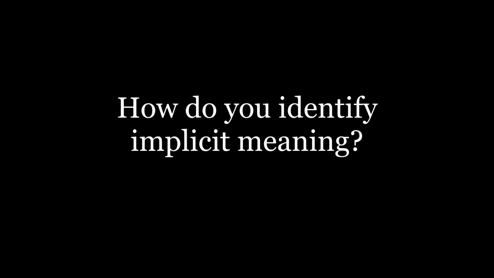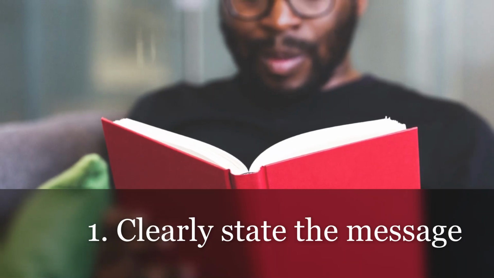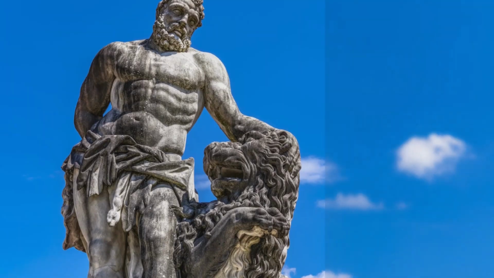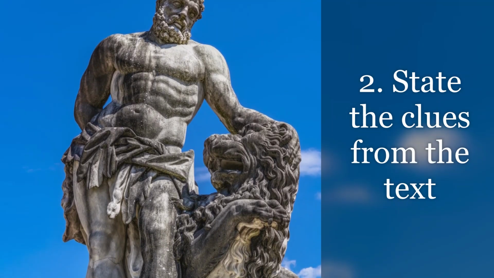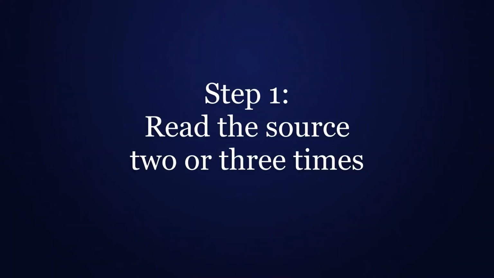So how do you identify implicit meaning? In order to find the implicit meaning of the source, you need to demonstrate two things. Firstly, you need to clearly state what point the author is making without ever using the exact words in the source. Secondly, you need to state the clues within the text that led you to the conclusion about the overall message of the source. In order to achieve these two things, follow these steps.